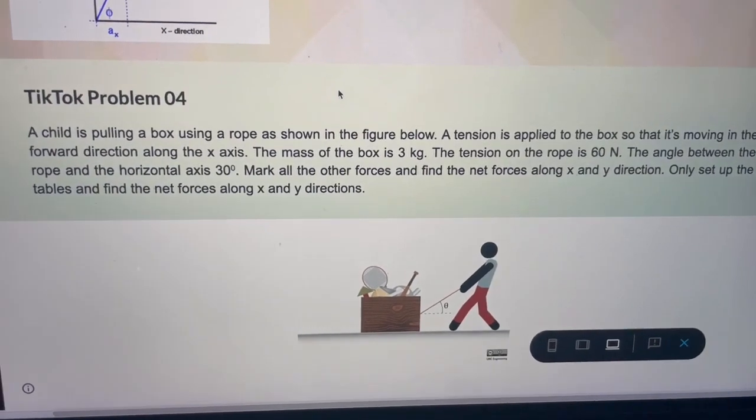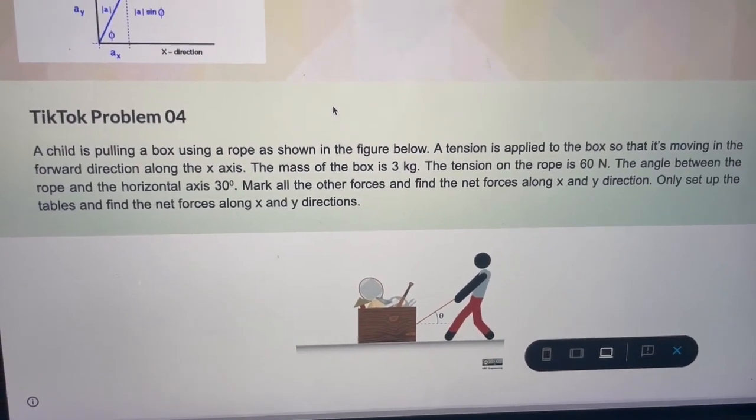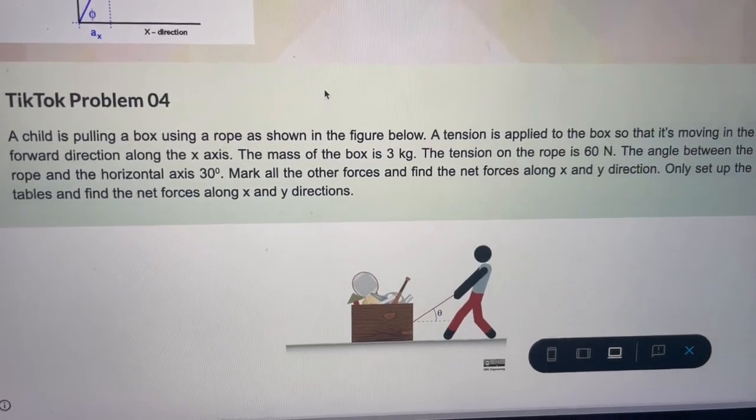Alright, let's do the TikTok problem of the week. You can find this problem on the website, and now let's start by reading it.